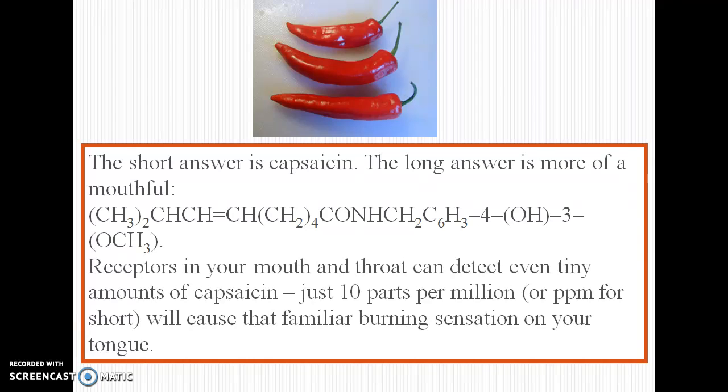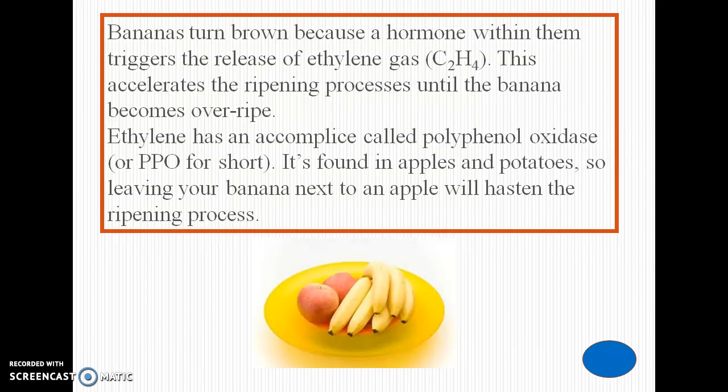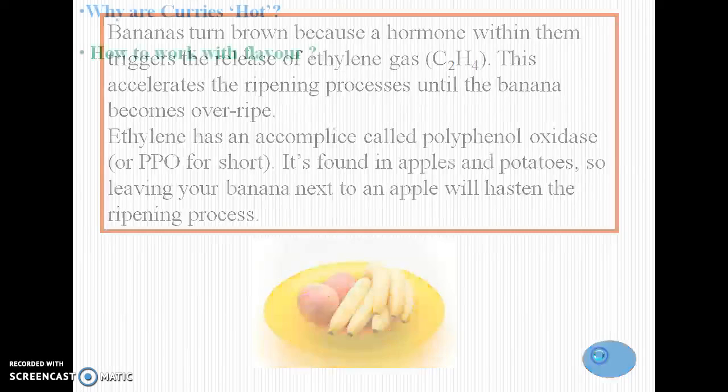Another example: a banana turns brown because a hormone within it triggers the release of ethylene gas. This acts as a ripening process until the banana becomes overripe. Apples and potatoes contain polyphenol oxidase, and leaving your banana next to an apple will hasten the ripening process. This way we can explain the different happenings of food through the use of chemistry.